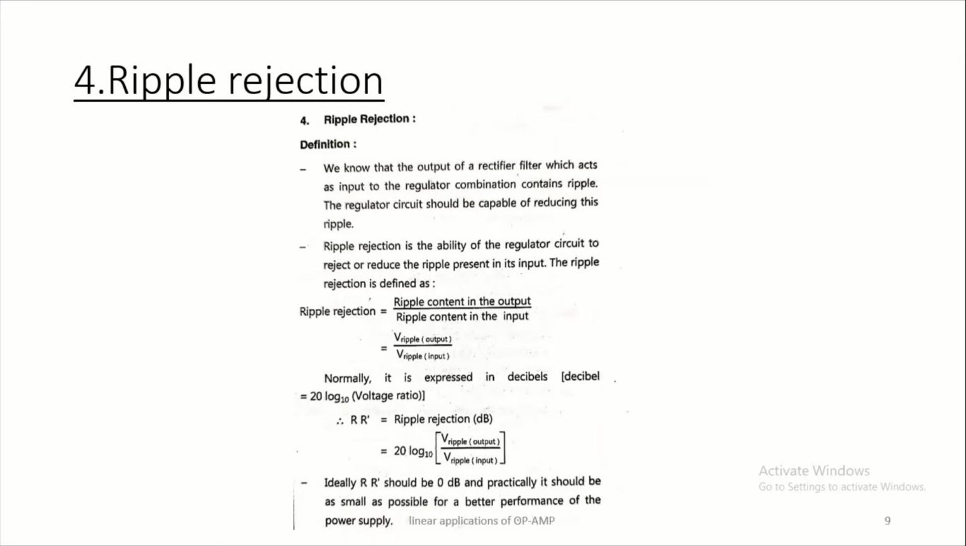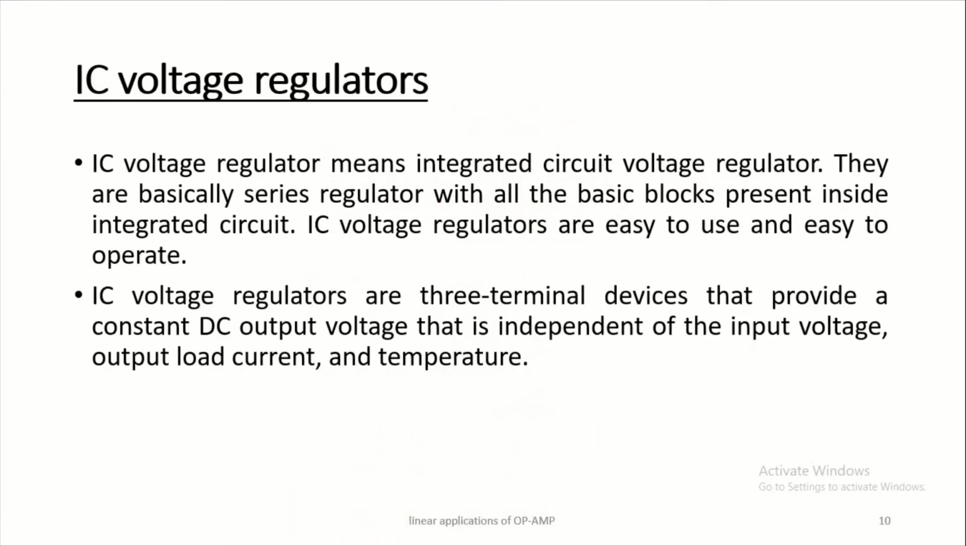Normally it is expressed in decimal terms, as 20 log 10 of the voltage ratio. So ripple rejection in dB is written as 20 log 10 of the ratio of V ripple output upon V ripple input. Ideally, ripple rejection should be 0 decibel, and practically it should be as small as possible for better performance of the power supply.